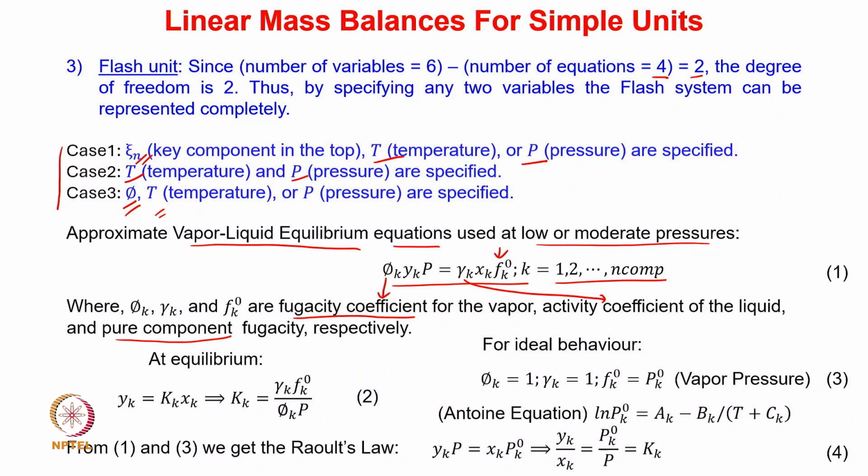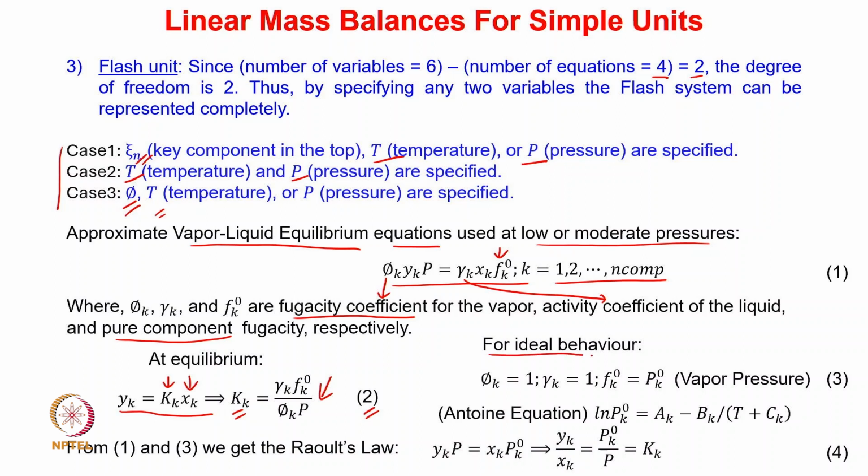Now at equilibrium, the equation which is valid at equilibrium is this Henry's law equation, which is nothing but yk is given as kk xk. So we can find out kk is nothing but the equilibrium constant, which can be given as yk divided by xk, and yk divided by xk we can find out from this equation number 1. So that yk divided by xk is nothing but what, gamma k fk naught divided by phi k by p. So that is what is written here. So you can see that the equation 2 is derived from equation 1 and this equation.